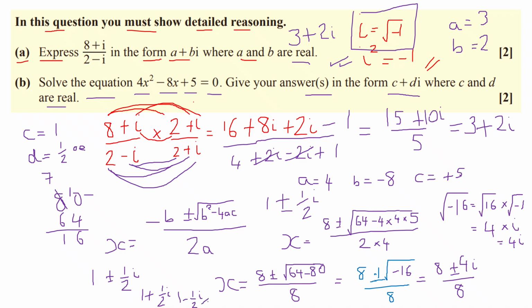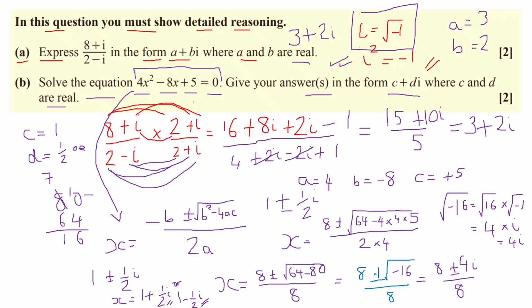Those are your two roots to the equation 4x squared minus 8x plus 5 equals 0. Of course, you could have completed the square, that's completely fine. It doesn't actually factorize much, but if you're able to factorize in the complex plane, that's also fine. But I think most of you would have used the quadratic formula.